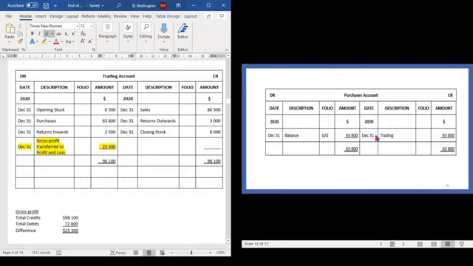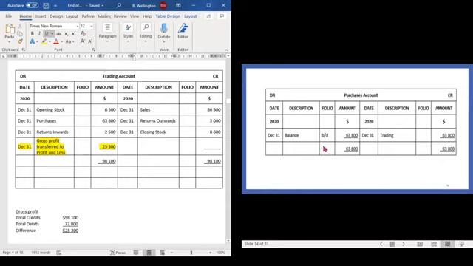Now let us look at the corresponding entry in your trading account. So we have just entered a credit entry in the purchases account. The corresponding debit entry would be in your trading account. And here it is on the debit side of the trading account, $63,800. And so what we do here is that we're simply following the instruction that is in the journal. The journal told us which account to debit and which account to credit.